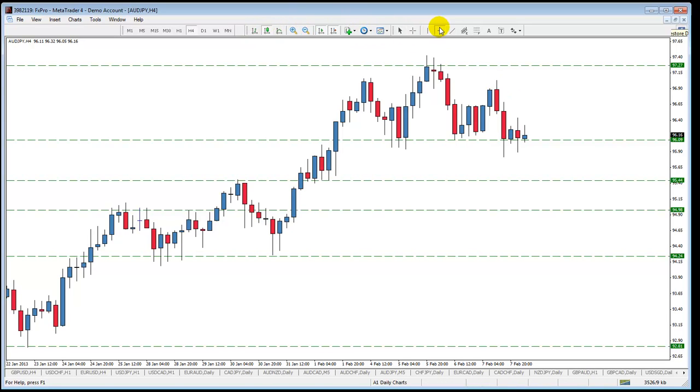And the target for me would be 96.66 or 96.90. You could wait for an aggressive target at 97.20 all the way on the other side. That's how I would trade the Aussie. Yep. Aussie Yen, sorry.